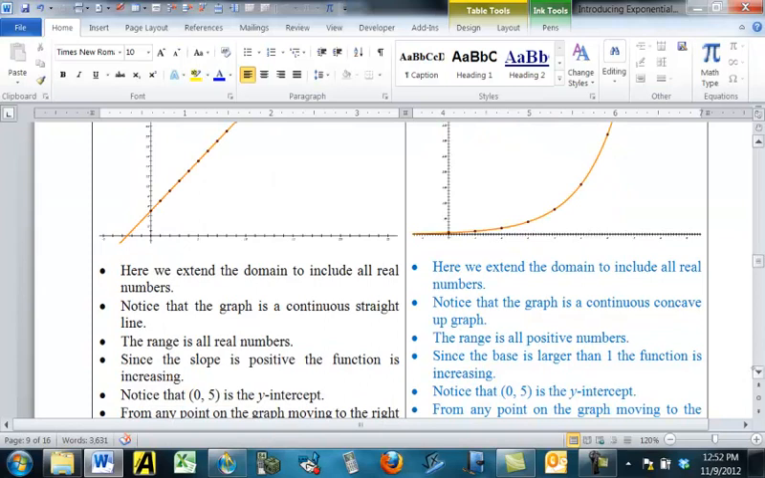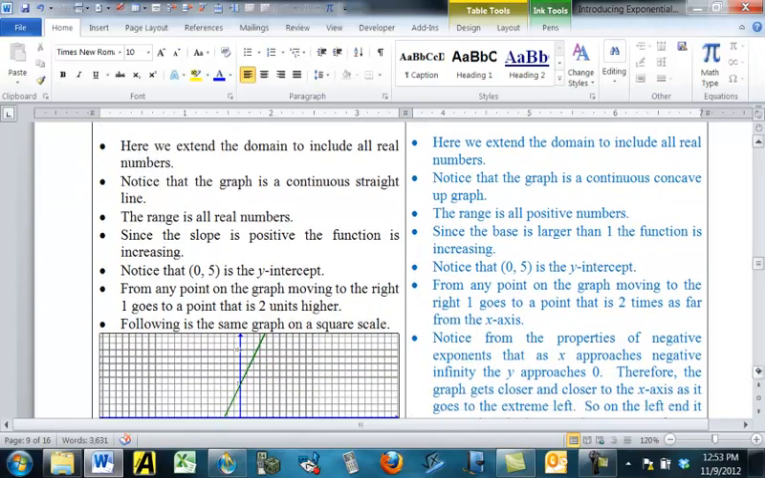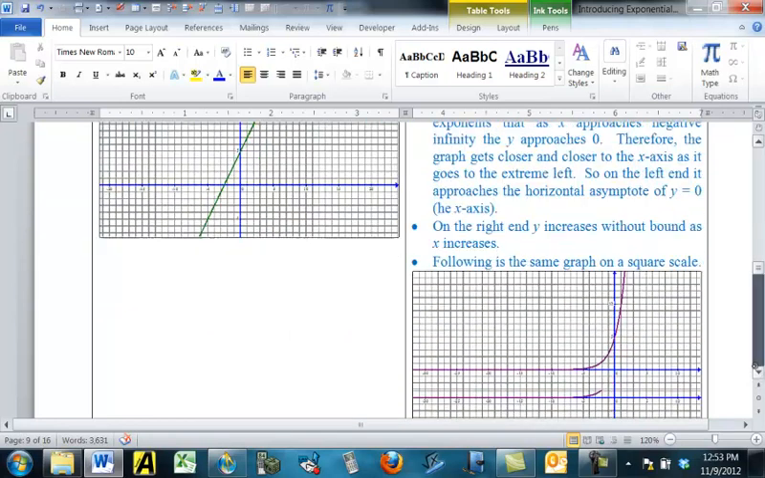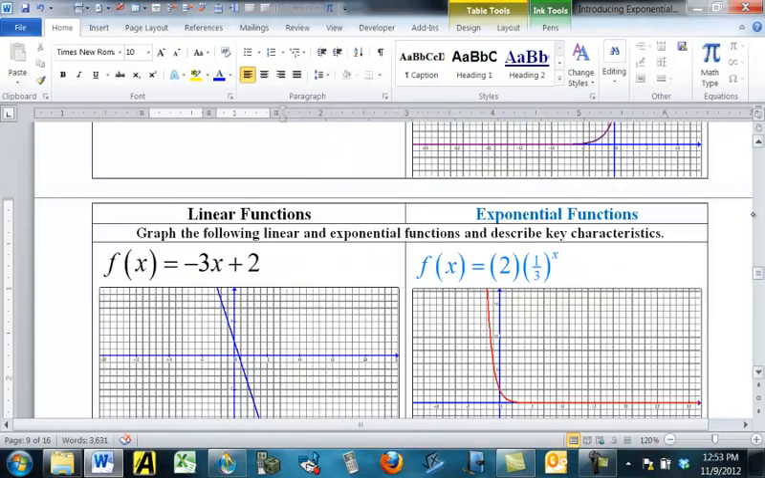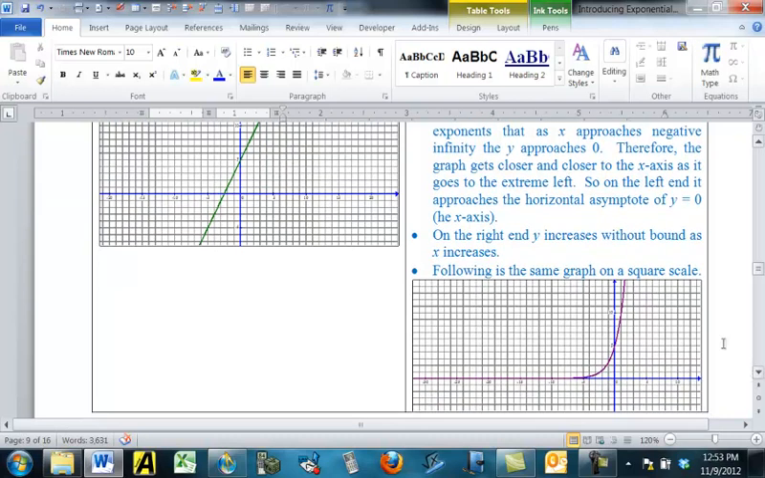Okay? 0, 5 is the y-intercept in both cases. And so we're doubling the height from any point. Here's the same graph. A couple of other things to notice. Here's the same graph on a square scale. You can see it on the left here, the linear one. From the grid, you can see every time you go to the right one, you go up 2. The one on the right, you can see every time you go to the right one, you're doubling the height. So 0, 5, 1, 10, 2, 20 is off the screen.